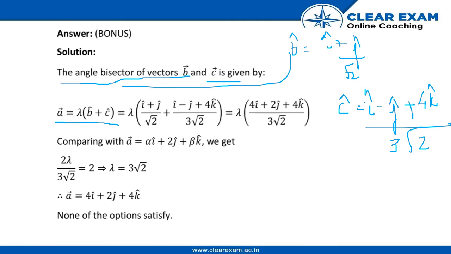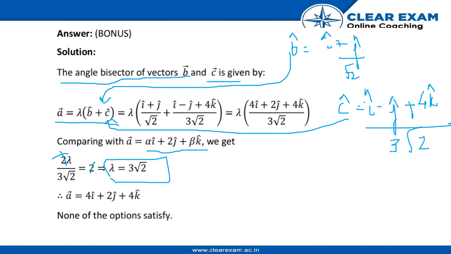So we just simply put the values here and reach this position, in which the equation is transformed as lambda times (4i cap plus 2j cap plus 4k cap) by 3 root 2. Now we are just going to simply compare it with alpha i cap plus 2j cap plus beta k cap. That means 2 lambda by 3 root 2 is 2. That means 2 gets cancelled out and lambda comes out to be 3 root 2.